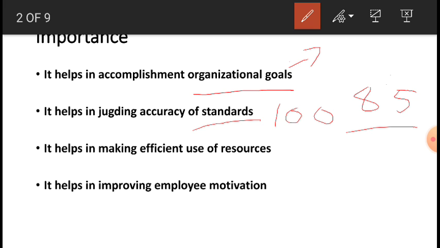Yes, see, every organization will keep some standards. For example, in our institution, Cecilis, we have standards. We want 100% result. We want all the students to pass. So that is a good standard, isn't it? It is objective. Every year we have it the same. It is accurate.